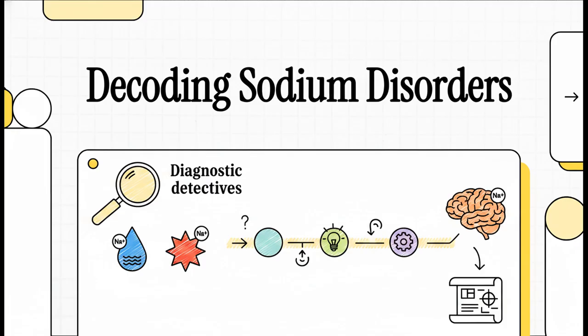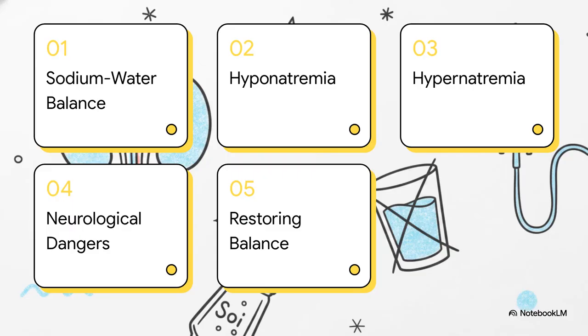But to really do this right, we have to completely reframe how we look at sodium in the first place. Here's our quick agenda for today. 1. The sodium-water balance. 2. Hyponatremia, too much water. 3. Hypernatremia, the water deficit. 4. Neurological dangers. And finally, 5. Restoring the balance safely. Let's jump right in.